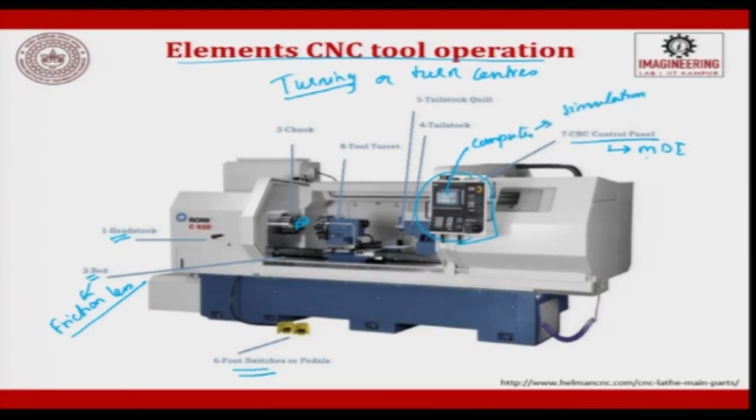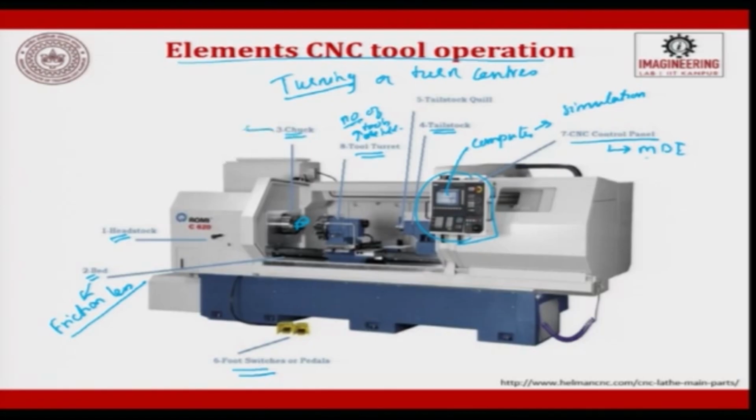You can type the program and see it, or type it and see the simulation. Simulation is basically a drawing executed on the screen to show whether the program you have written is correct or not. Then you will have a tailstock, then you will have a turret. Turret means a tool turret, in which a number of tools are held. It can be 8, it can be 16, it can be 6. If 6 tools are to be held, it is called a tool turret.